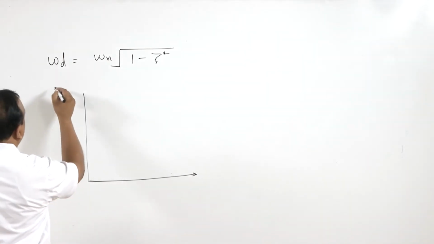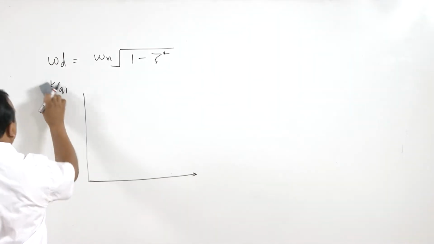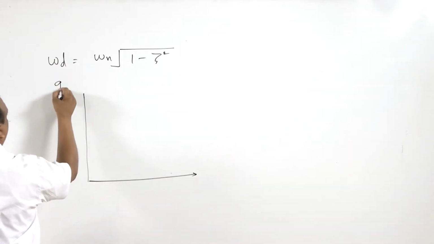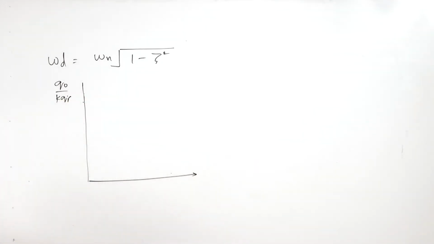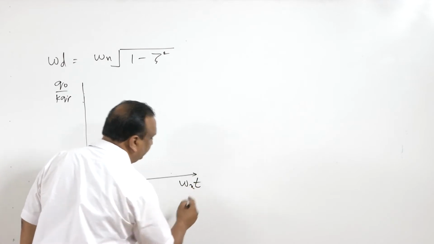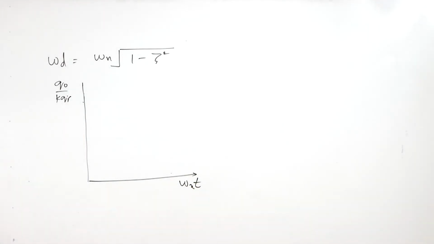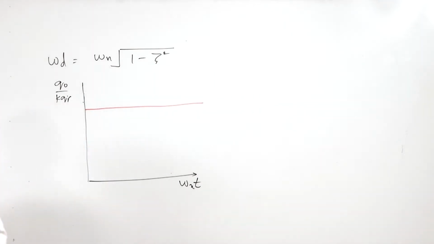on the y-axis we can take qo by k qis, sorry, not k by q, qo by k qis, right? And on the x-axis, time, or omega n t, can be taken, because in all the expressions, omega n and t appear together, right? So we are taking omega n t on the x-axis. So for this, qo by k qis is equal to 1. Suppose the line is like this, where qo by k qis is equal to 1.